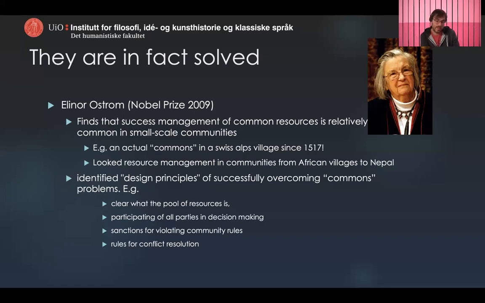Finally, another thing I'd like to mention, there must be rules for how to resolve conflict. There must be some procedures in place for what happens if there's a conflict, if there are too many sheep there. How do you deal with the situation? There must be some rules in place. If there are rules in place, then people are able to successfully solve collective action problems.